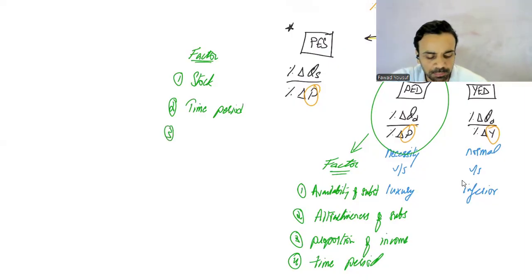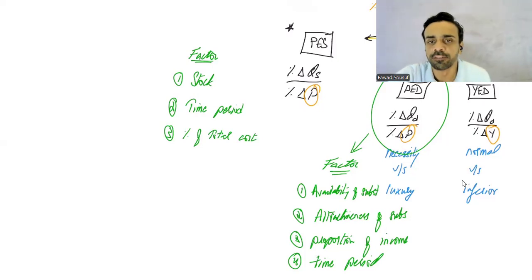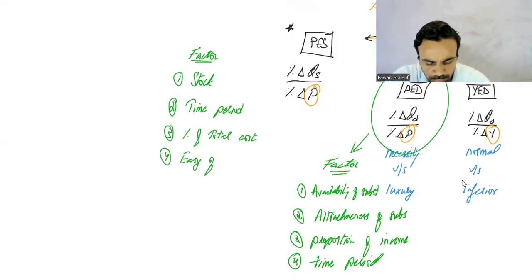फिर time period के बाद maybe you can talk about the percentage of total cost. If something takes a large percentage of your cost, then it becomes elastic. If something takes a smaller percentage, then it becomes inelastic. So we can talk about this. And one of the good ones would be ease of substitution of factors of production.